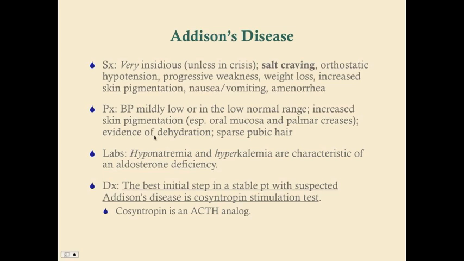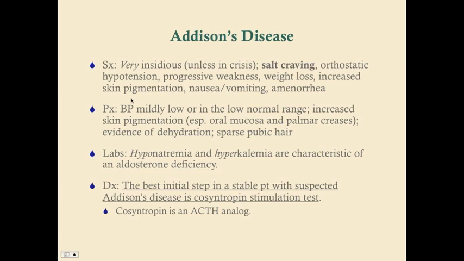So what does aldosterone do? Well, aldosterone reabsorbs sodium, and in exchange for that sodium, it kicks out potassium. So aldosterone causes hypernatremia and hypokalemia. Well, in Addison's disease, you have a deficiency in aldosterone, so you would expect the opposite. You have hyponatremia and hyperkalemia, and that's characteristic of an aldosterone deficiency.